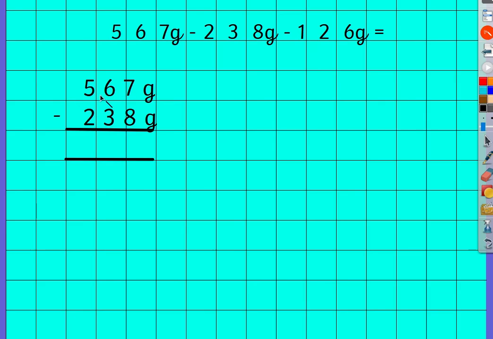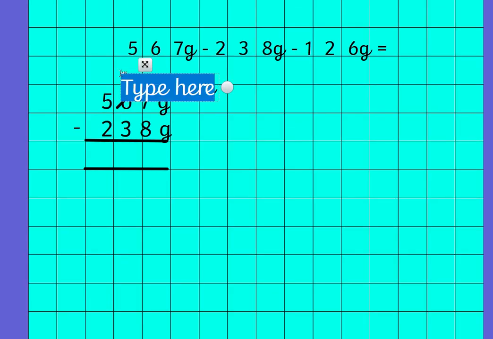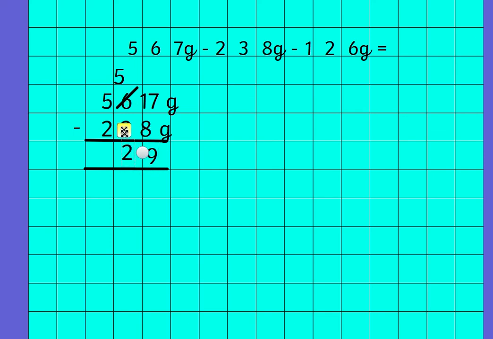I am going to exchange by crossing out the 6 and then adding in the 5 to show that I have exchanged, I've borrowed 1. And then I'm going to put that 1 that I've borrowed in there. 17 take away 8. Can I do it? Yes, I can. The answer becomes 9. And then in my tens column here, I've now exchanged, haven't I? So it's no longer 6 take away 3. It is now 5 take away 3. And the answer becomes 2.